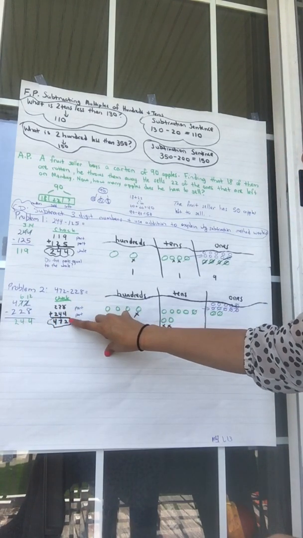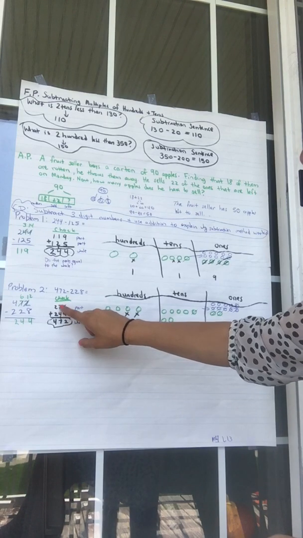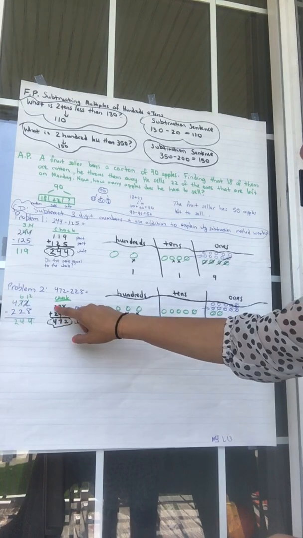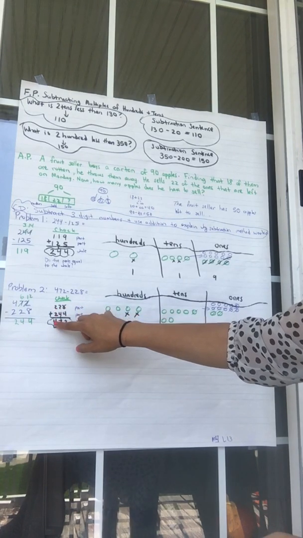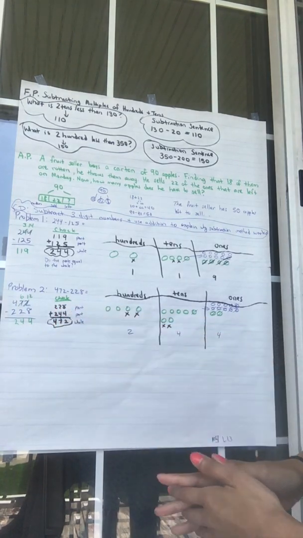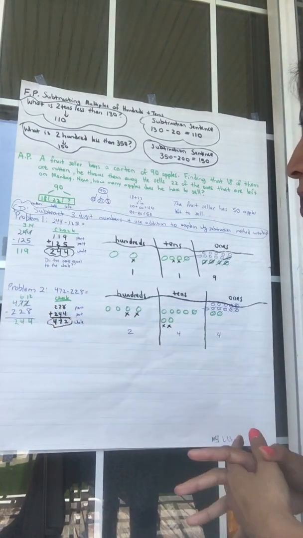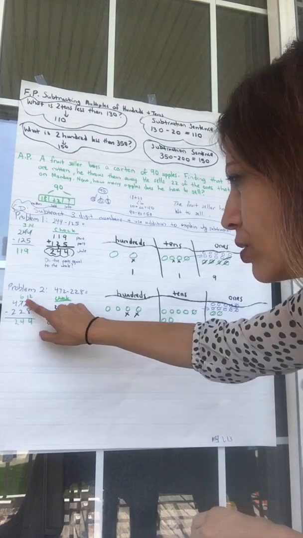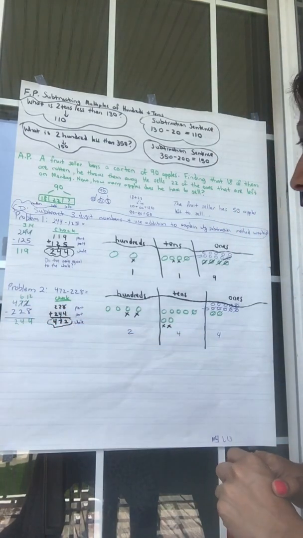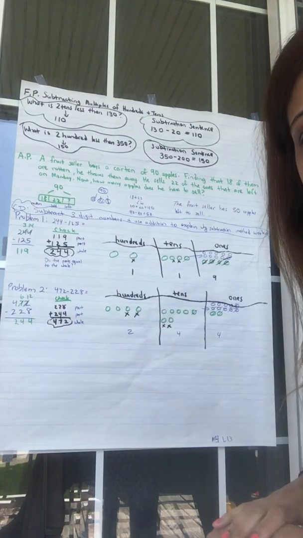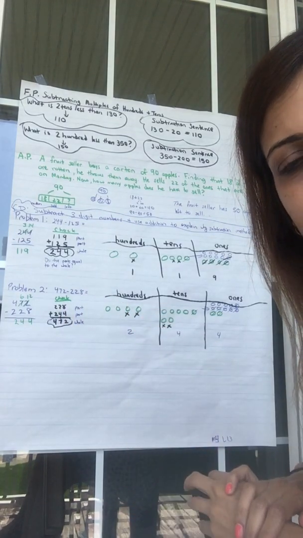8 ones plus 4 ones is 12 ones. Keep the 2 ones here. Take the 1 ten there. 2 tens plus 4 tens plus 1 ten is 7 tens. 200 plus 200 equals 400. So 472. Do they match? Yes. Do the 2 parts equal the whole? Yes. Awesome, awesome work. So this and this and this all work. Good work.